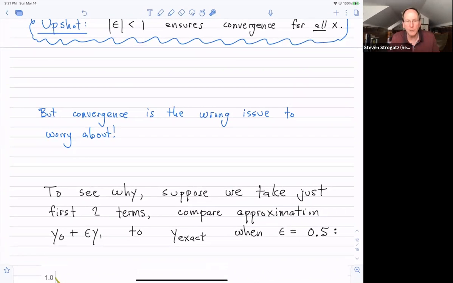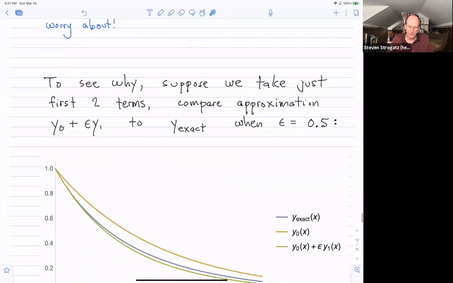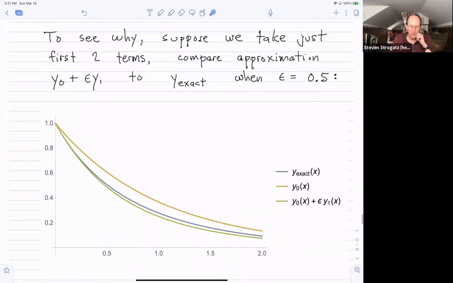Suppose we just take 2 terms, like we did. Compare the approximation we get if we do y0 plus epsilon y1 to our exact result. And let's take a pretty hefty epsilon of 0.5. How good is this? Well, all right, here's Mathematica's answer. The exact result is shown in blue. That's that curve. The first approximation, the leading one, is shown here in orange. It's qualitatively getting the right stuff. It's not so quantitatively accurate, but then again, epsilon is pretty big.